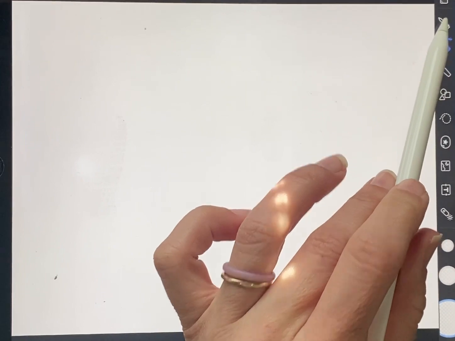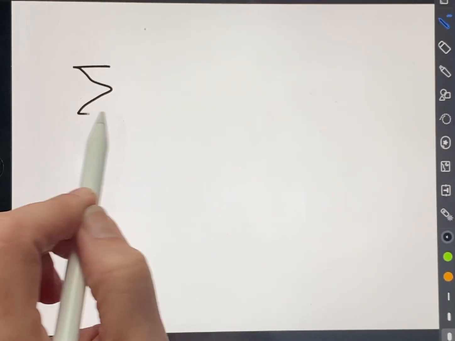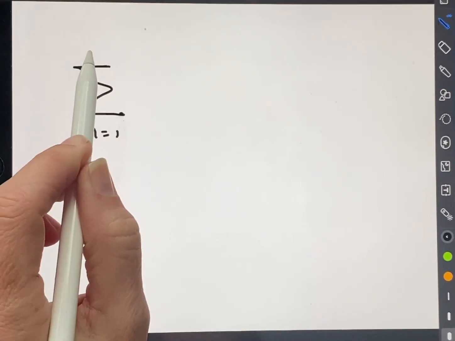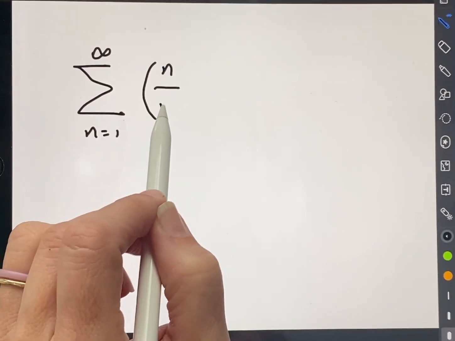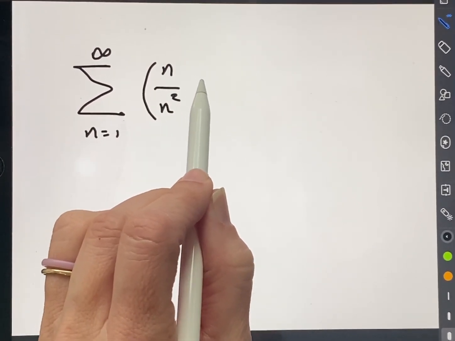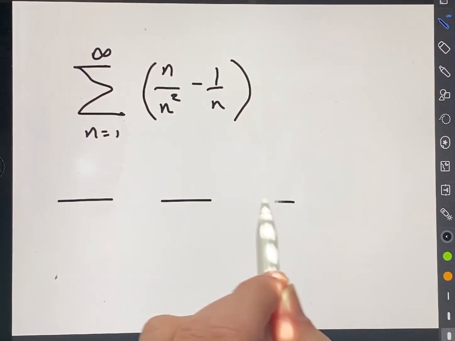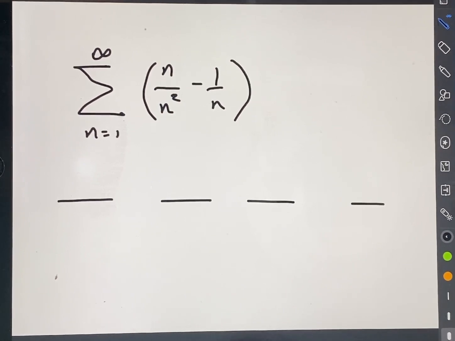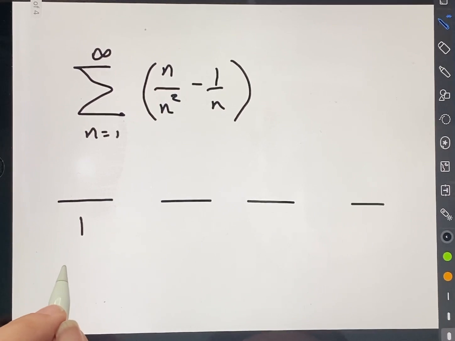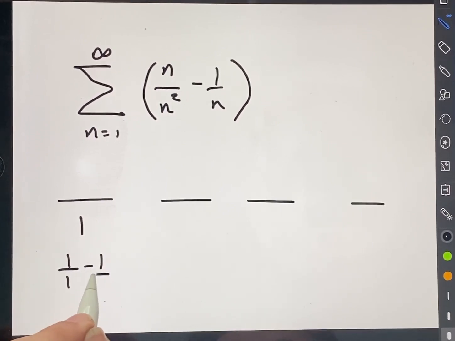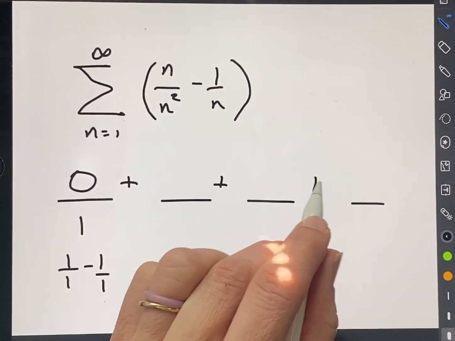Okay. There is one in your homework that is written, the summation of n equals 1 to infinity. That means this is going to go on and on and on forever. n over n squared minus 1 over n. And they're saying, what does it add up to be? So let's look and start writing out a couple and just see what it looks like. When n equals 1, we have 1 divided by 1 minus 1 over 1. And we can see that that is simply 0.